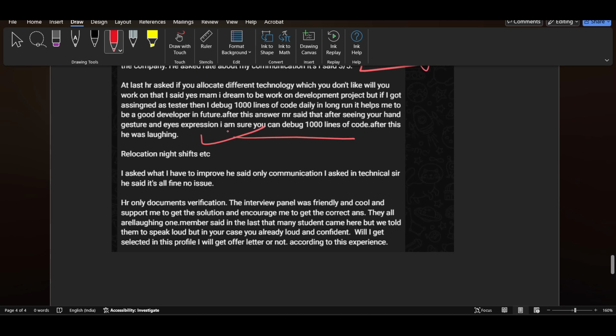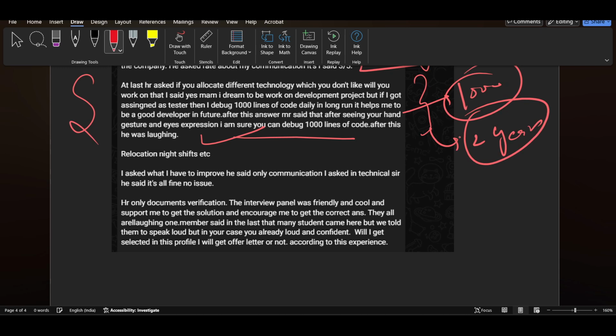Yes, you can say you can debug 1,000 lines of code, but as I worked around 2 years in corporate and debugged so many things, I can understand why he was laughing. Initially as a fresher we think about so many things, but when it comes to practical implementation, even two lines of code can give you a headache.